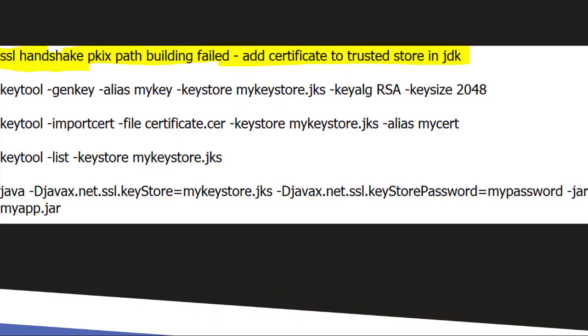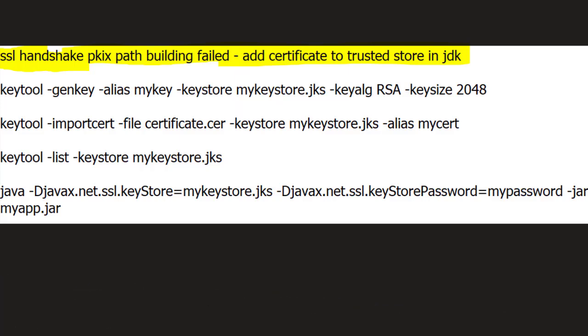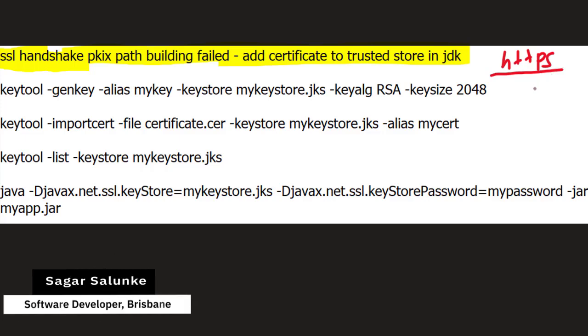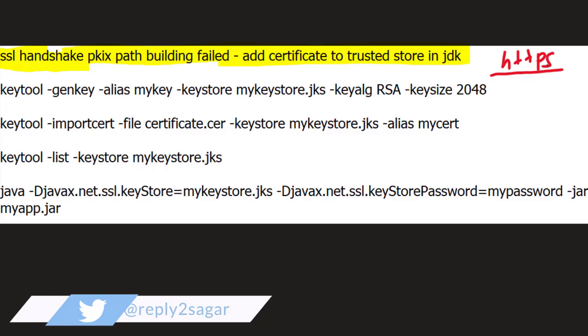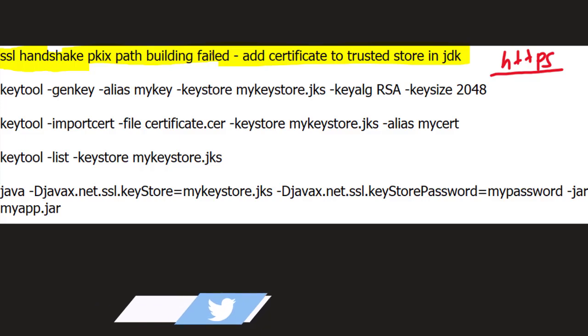The reason this happens is that when you try to connect from Java code to any website that uses HTTPS, the server sends a certificate. It is called an HTTPS certificate, and that certificate must be trusted. It should be valid. Only then is Java going to make the connection to that web server. Otherwise, if the certificate is invalid, you will get this error, PKIX path building failed.